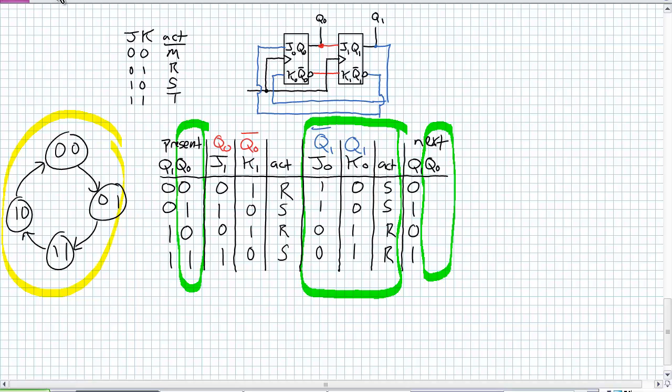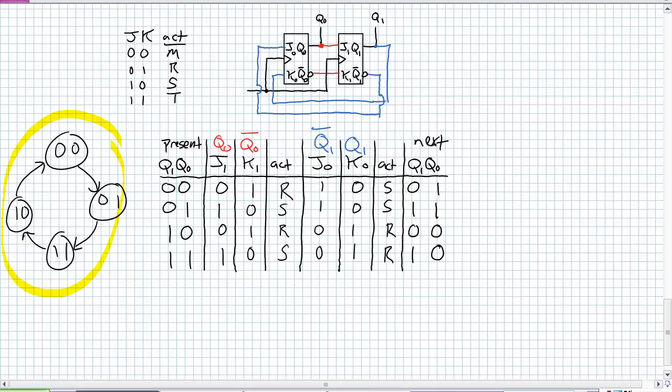So if it was a 0, it's being set to a 1. If it was a 1, it's being set to a 1. If it was a 0, it's being reset to a 0. If it was a 1, it's being reset to a 0. Go ahead. Does our resultant finite state machine do what it's supposed to?